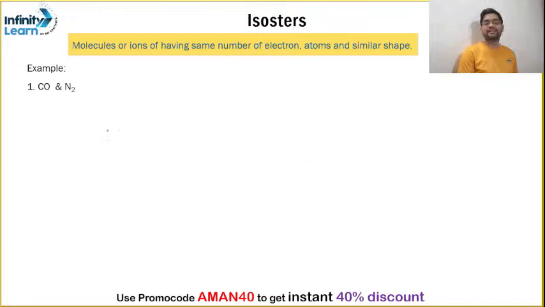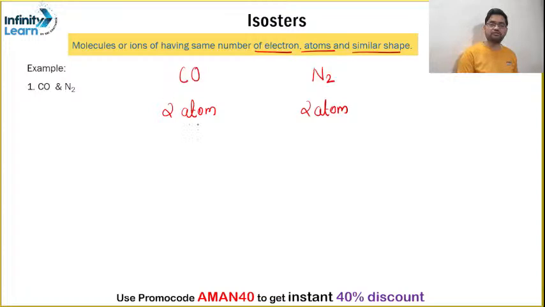Talking about isosters. What are isosters? These are particular atoms, ions or molecules which have the same number of electrons, atoms and similar shape. Their number of electrons, the number of atoms and the shape will be the same. Talking about carbon monoxide and nitrogen, they both have 2 atoms. Irrespective of whether the atoms are the same or different, they have 2 atoms. Clear? Sure.